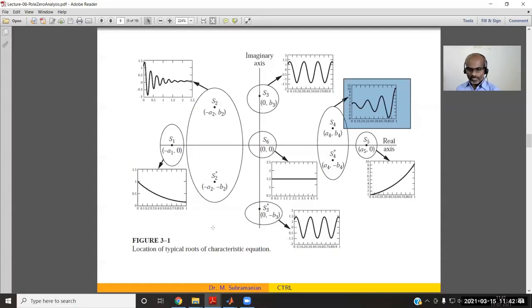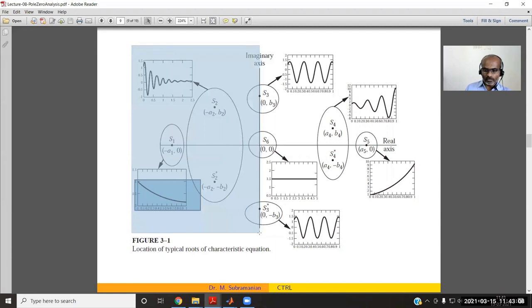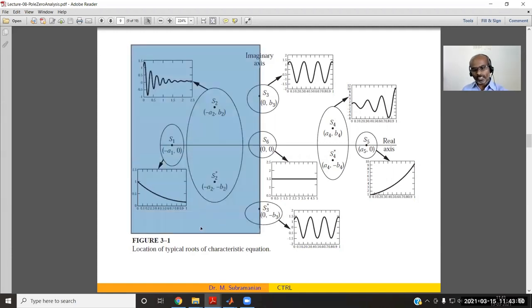Otherwise, simply based on the roots of a transfer function, we can say whether the response will be growing or decaying. So we normally want a response to settle at its initial conditions, otherwise a decaying response. That is the expectation. So we expect the roots to lie in the negative real part.